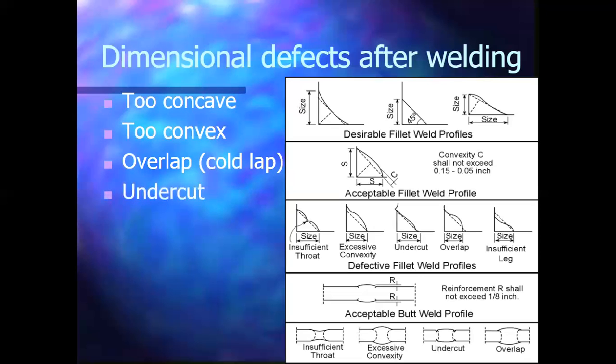So some of the things we could see are dimensional defects: too concave, too convex. We could have overlap, cold lap, and undercut also. Convex welds: convex is the opposite of concave. Concave is like a skateboard, how it's got a little bit of a curve in the middle. If you put a straight edge over it, you can see that little air gap, that curve in it. That curve is there on skateboards so you can flick it with your toe and do your kickflips. Otherwise, with a flat board, you wouldn't be able to do that very well. So convex is the opposite of that. It's a big hump in the middle of your weld.